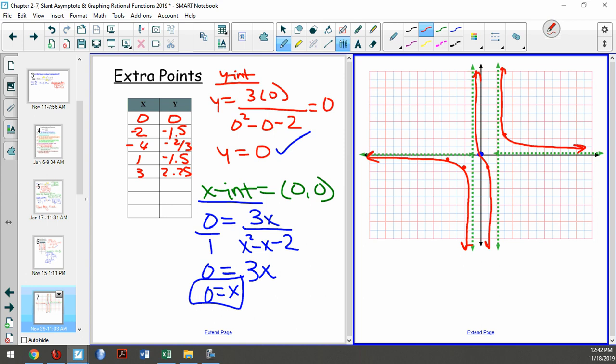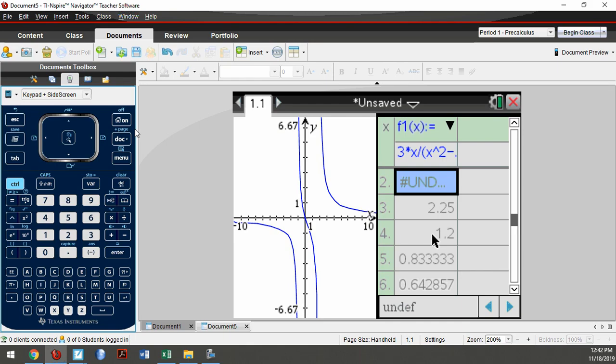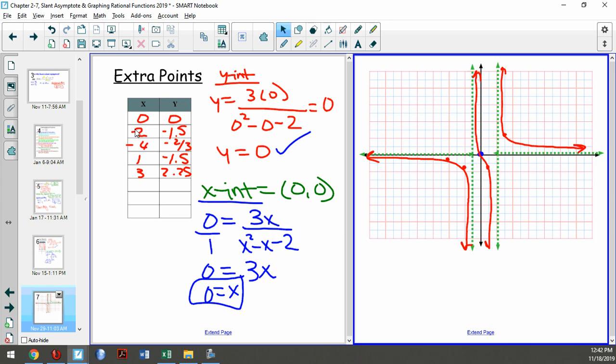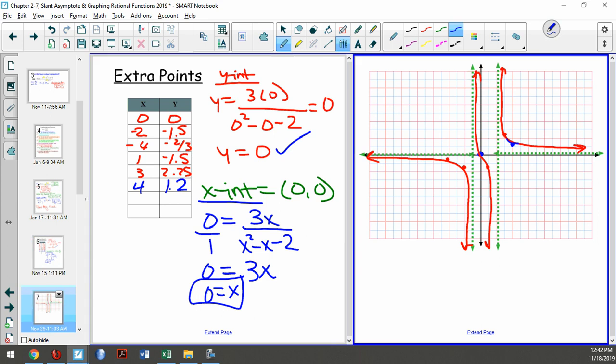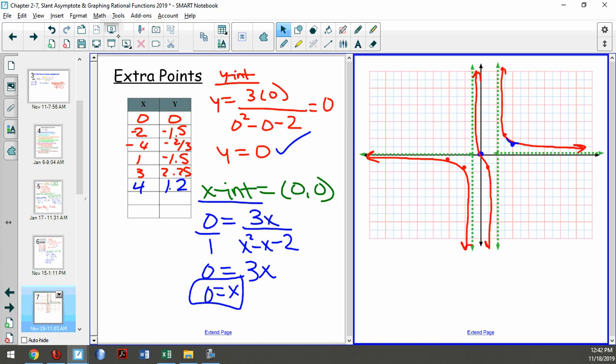I would probably grab another point over here so that I have another point there. So it might not be a very nice one, but let's go see if we can find one. Probably 4 and then 1.2. So 4 and 1.2 I would grab. That just gives you another reference point on there. Do we all understand that, yes or no? Questions? Okay, let's do it again.